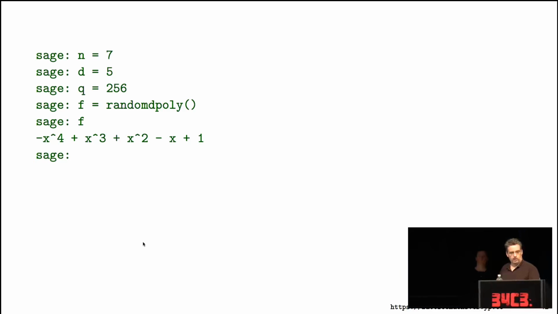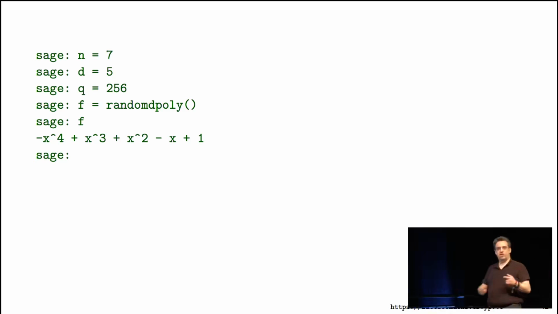So one of the functions you can find online is random d poly. This is not a Sage function. This is something which takes this global variable d, and also n, and gives you a polynomial that has d, in this case 5, plus and minus 1 coefficients, out of, well, a maximum of, it goes up to x to the n minus 1, so at most x to the 6. And there's some random polynomial.